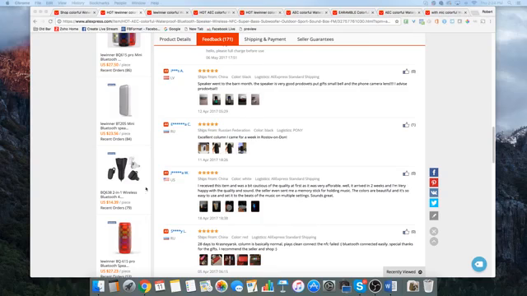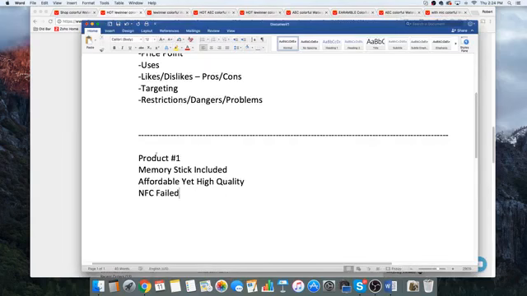But we've learned. Let's pull the sheet back up. This is what we learned, just 3 things that we just didn't know ahead of time: that a memory stick can be included and will be included because people are liking it. It's making them happy. It's affordable yet high quality. So even though it's got a low price, people are really liking the quality of it. It's up to par to something that people with high quality standards would like, I guess. But there was a problem with NFC failing on some people. So we want to pay attention to that.